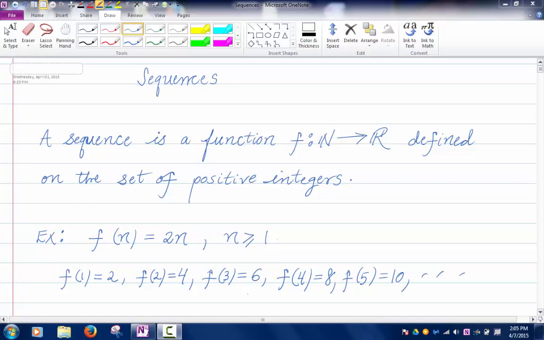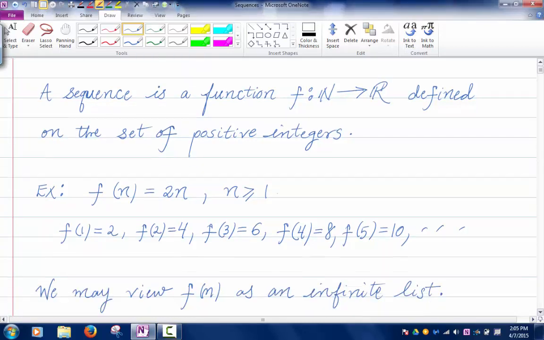Now, when you have a sequence, we view that sequence as an infinite list. So f of 1 is viewed as the first term of the list, f of 2 is the second term of the list, f of 3 is the third term of the list, and so on. Is everybody okay?